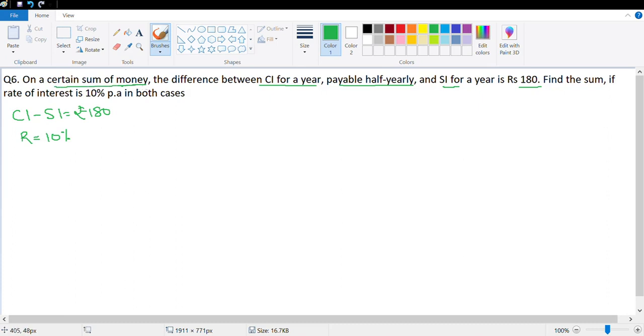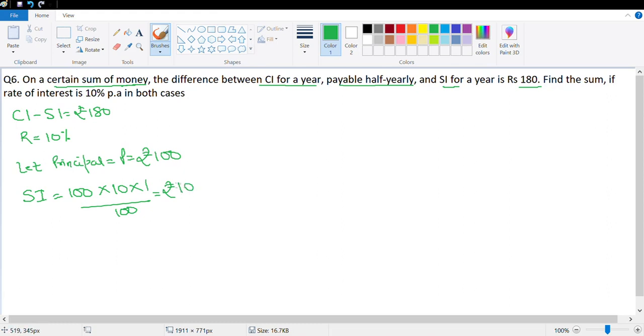Since the money is not given, let principal P be equal to rupees 100. Let's calculate simple interest first, then we'll calculate compound interest. So simple interest would be equal to P into R, in this case 10, into time for a year, so that's 1 upon 100, which is equal to rupees 10. Let's look at compound interest.